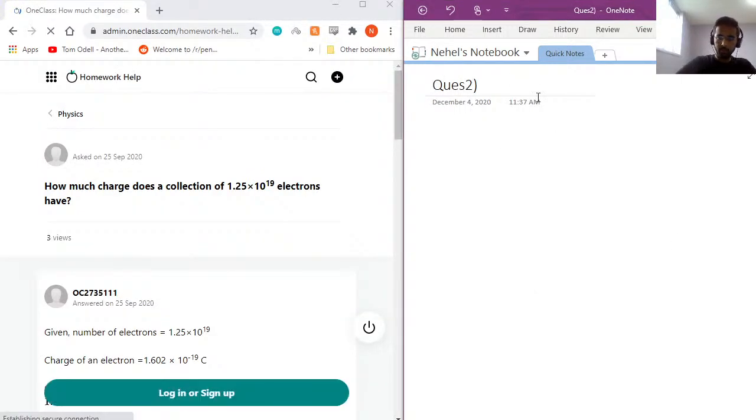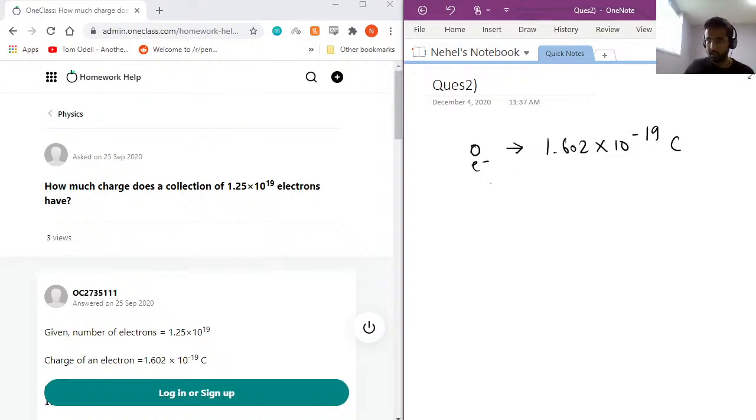Let's head over to our second question. The second question is asking how much charge a collection of these many electrons has. If we're given one electron, it has a charge of negative. One electron we know has 1.602 times 10 to the negative 19 coulombs of charge.